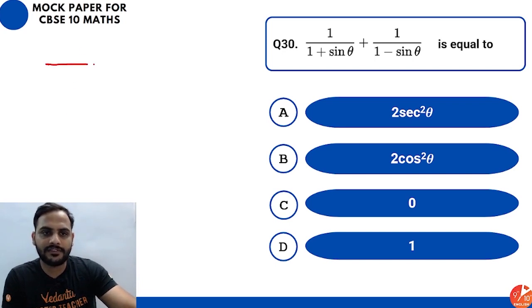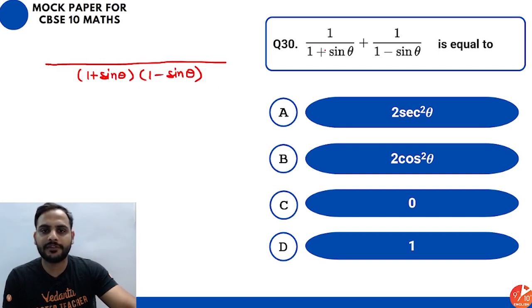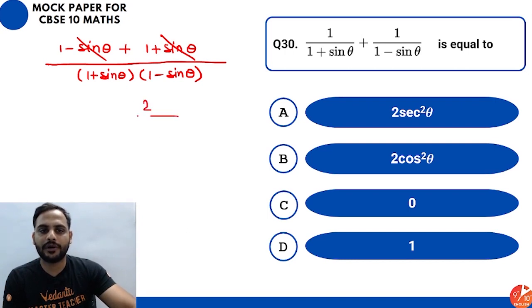So let's take LCM. LCM over here will be the product of both, 1 plus sine theta into 1 minus sine theta. In the first one, 1 plus sine theta is already there. Numerator 1 will be multiplied with 1 minus sine theta. 1 into 1 minus sine theta is 1 minus sine theta only. Plus here 1 minus sine theta is already there, I will multiply this with 1 plus sine theta. So 1 into 1 plus sine theta is 1 plus sine theta. Alright, sine theta and sine theta got cancelled. You are left with 2 upon here.